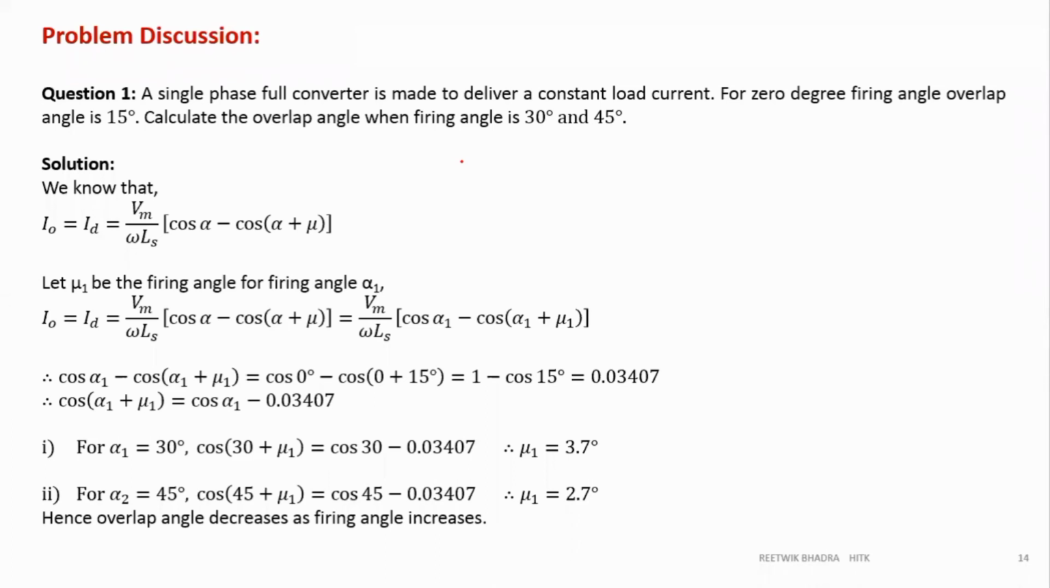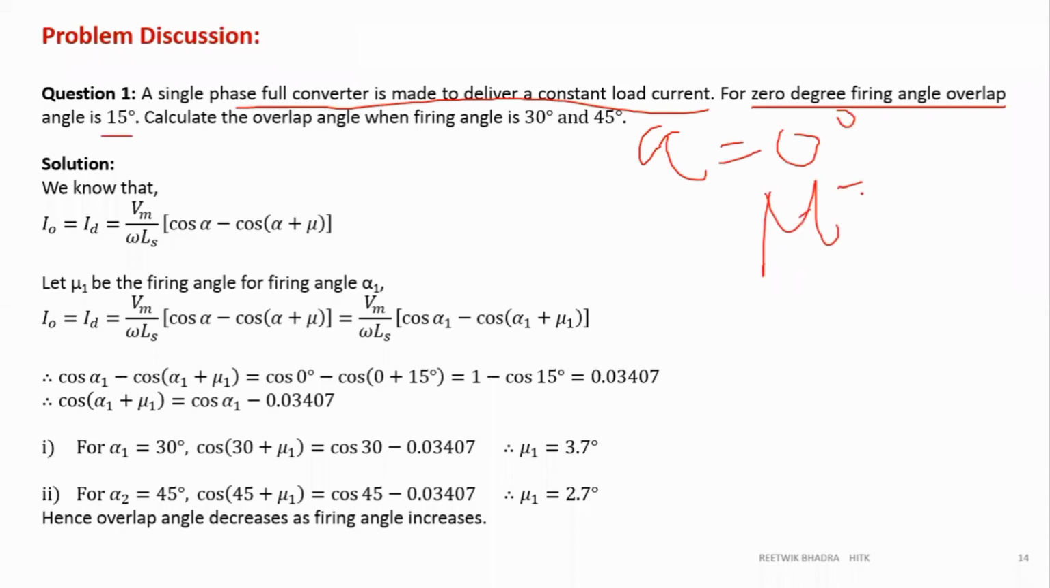Okay, so the first problem is on single phase full converter. In single phase full converter, what is happening? We are allowed to deliver constant load current, so output load current is constant. For 0-degree firing angle, overlap angle is 15 degree. So if alpha is 0, your overlap angle mu is equal to 15 degree.